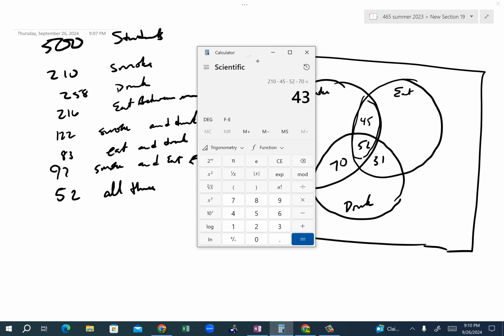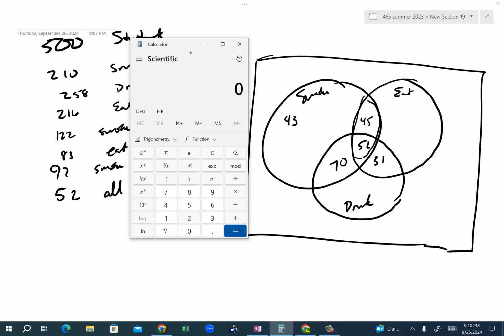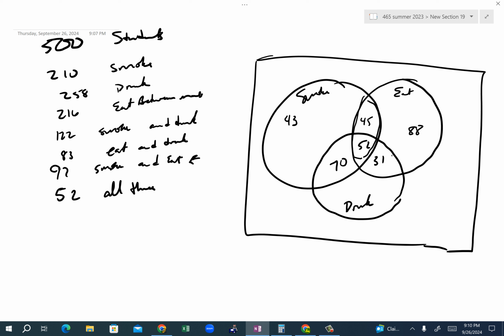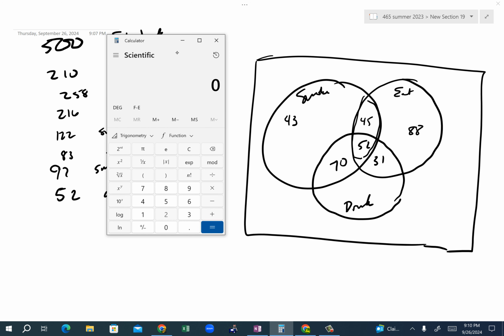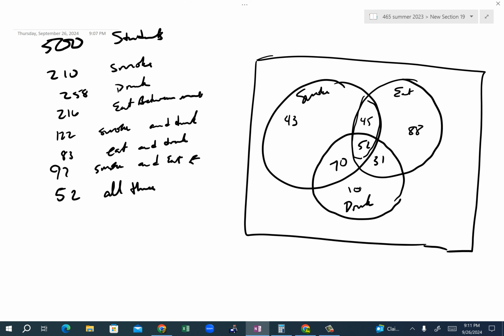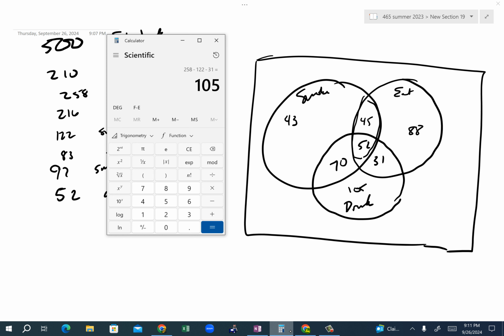Sorry. As far as eating goes, that's 216. 216 minus 31 minus 52 minus 45. 88 people only eat. And drink is 258 minus 122 minus 31, which is 105. So then, of course, the question is, how many people do all three?